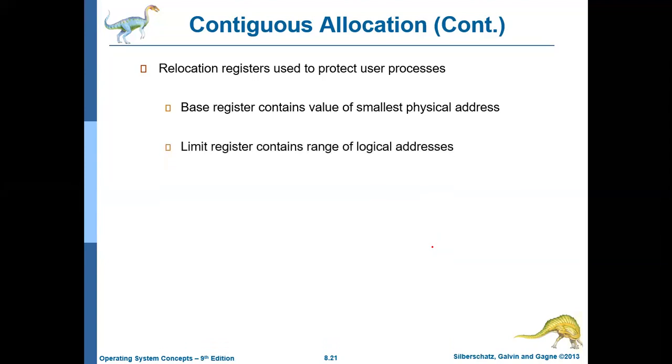As we have already discussed, the base register contains the smallest value of the physical address, that is, the starting address from which this particular process can access. And the limit register contains the range of logical addresses. There is one thing we have to see: the base register contains a physical address, the actual starting address from where this process is located in the memory, whereas the limit register contains the range of logical addresses. This is not a physical address; it is a logical address.